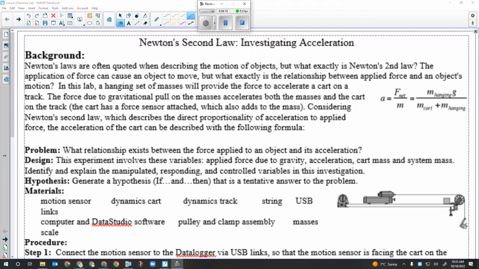I don't see a sources of error. It's evaluation at the bottom. Oh, it doesn't say source of error, it says eval.